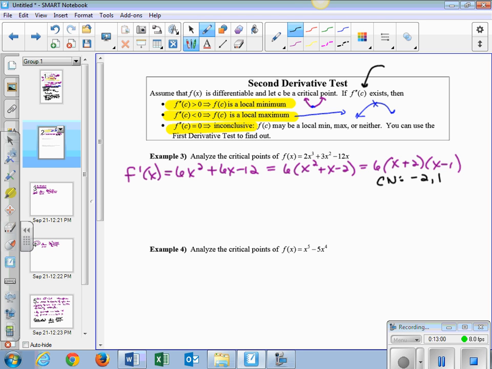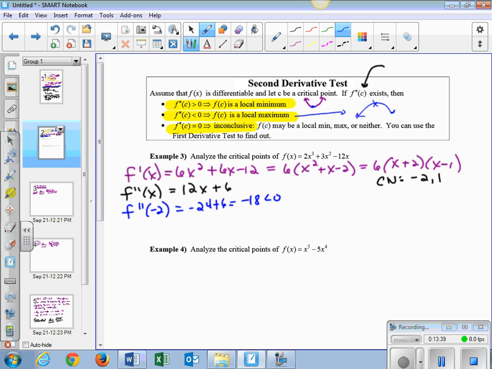Okay, so let's go ahead and use the second derivative test. Let's see what we can find out here. I'm going to find my second derivative by looking at my 6x squared. The derivative of that is going to be 12x. The derivative of 6x is 6. Now I'm going to take my critical numbers and substitute them in. So I find my second derivative at -2. Plugging it into my second derivative, that's going to be -24 plus 6. So I get -18, which is less than 0.